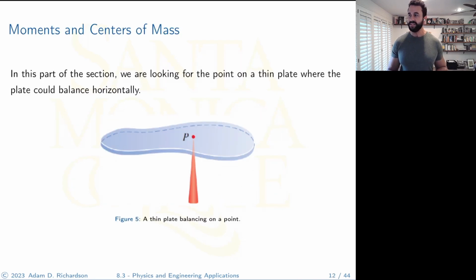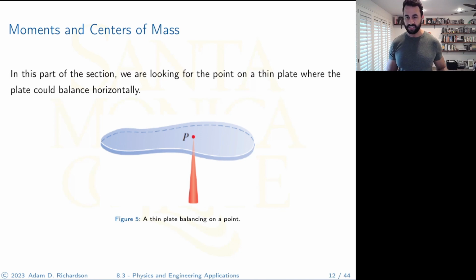Okay, so here's the idea for this part of the section. In this part of the section, we are basically looking for the point on a thin plate where you could balance the plate horizontally. So, just imagine you had your phone or something, and the question is, where would you put your finger so that you could balance it on your finger? I can't do it. That's basically what you're looking for. So where is that exact point? Find where that exact point is.